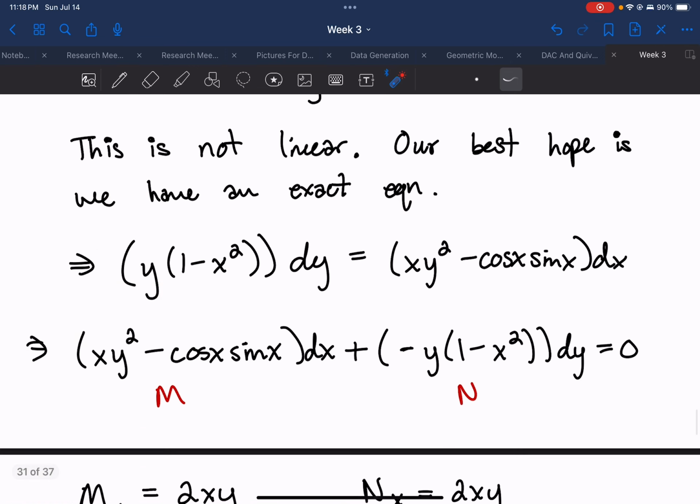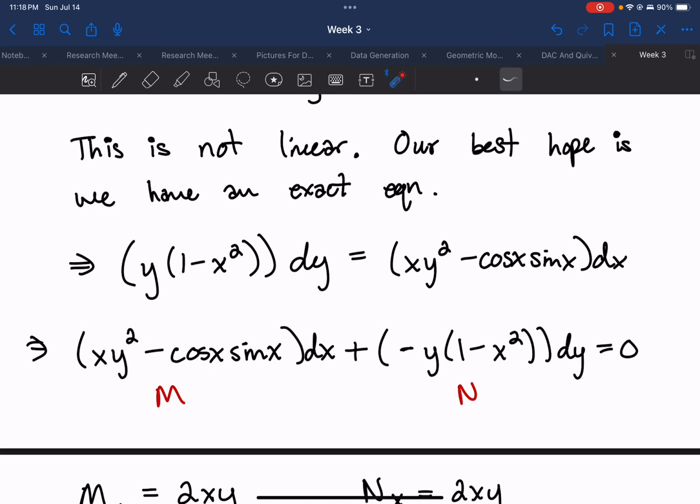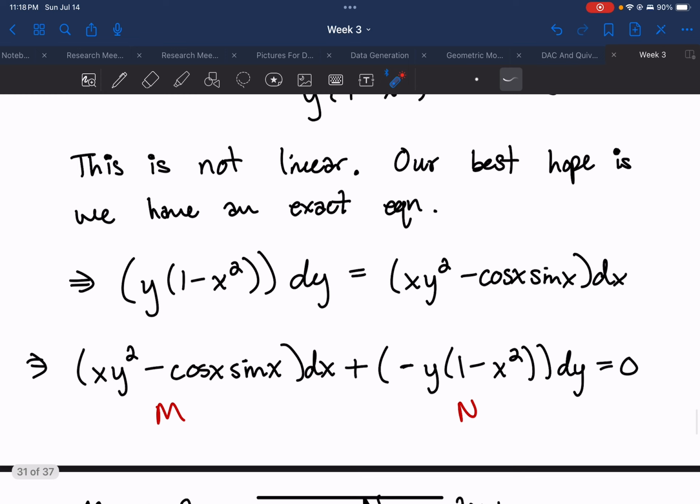And then we just got to swing this guy. Well, I guess it doesn't really matter. I like to keep a plus sign out front of the dx term. So I'm going to swing this term across this equal sign, which means this is m and this is n. And the question is, is this an exact equation? Well, it's exact if m sub y is equal to n sub x. If m sub y is equal to n sub x, then this is exact.